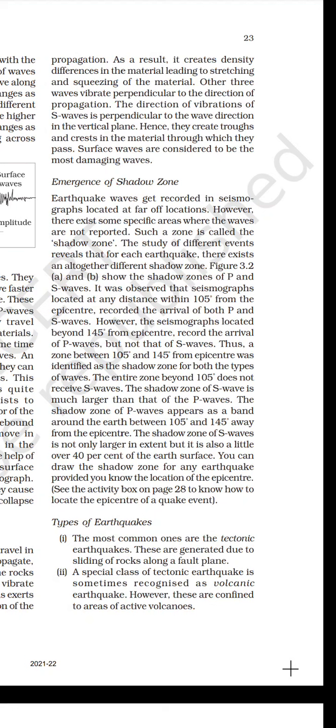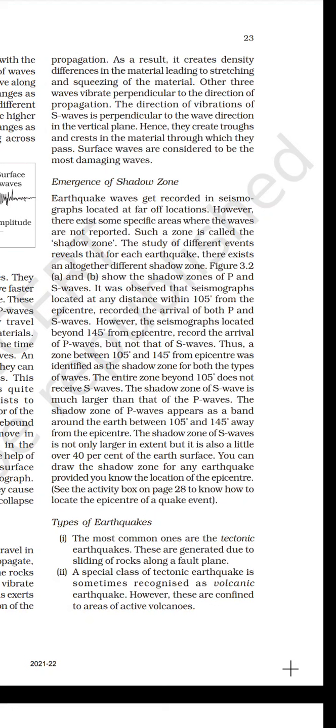You can draw the shadow zone for any earthquake provided you know the location of the epicenter. See the activity box on page 28 to know how to locate the epicenter of a quake event.